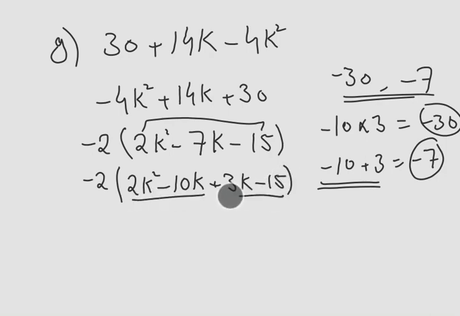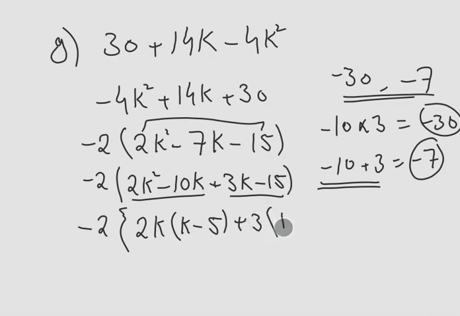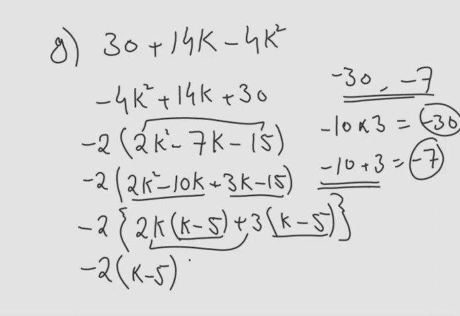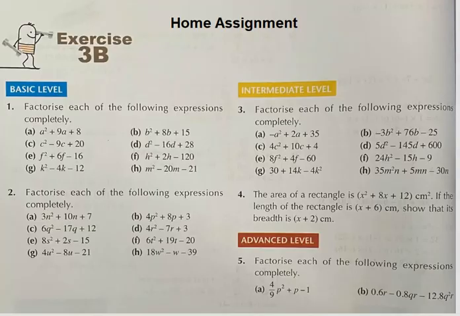Taking the pairs, minus 2 into, here 2k is common, so the remaining is k minus 2 5s are 10. Here plus 3 is common, the remaining is k minus 3 5s are 15. Now minus 2 into k minus 5 and k minus 5 are common, so k minus 5 and 2k plus 3. So these are the factors of minus 4k square plus 14k plus 30.